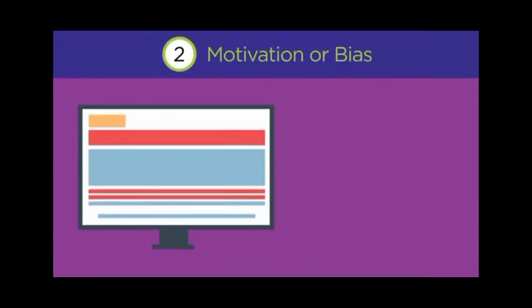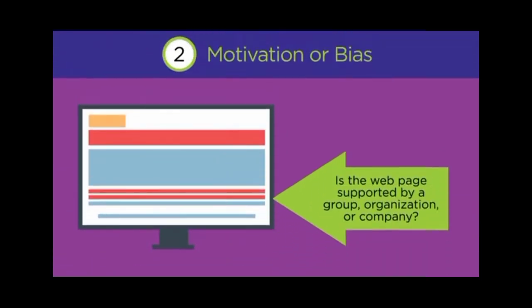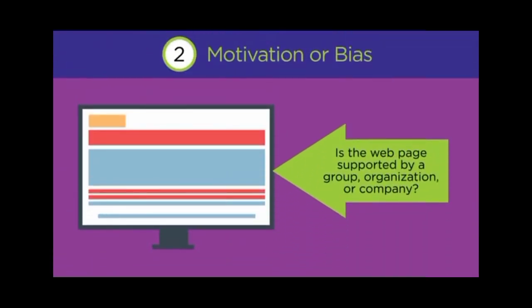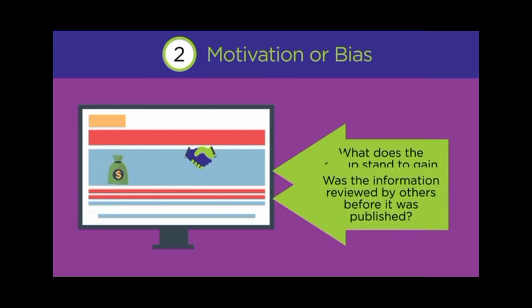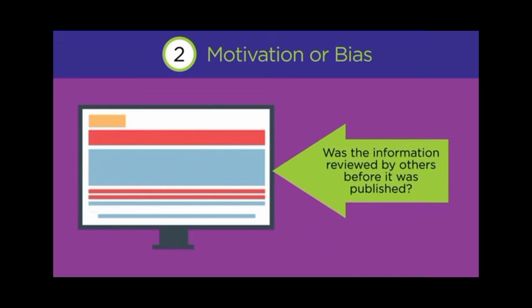Next, consider motivation or bias. Is the web page supported by a group, organization, or company? What, if anything, does the group stand to gain by convincing others of its points? This could be monetary, political, or something else. Is the information likely to have been reviewed by other people before it was published? Or is this information from a personal site where someone is expressing his or her own opinions?